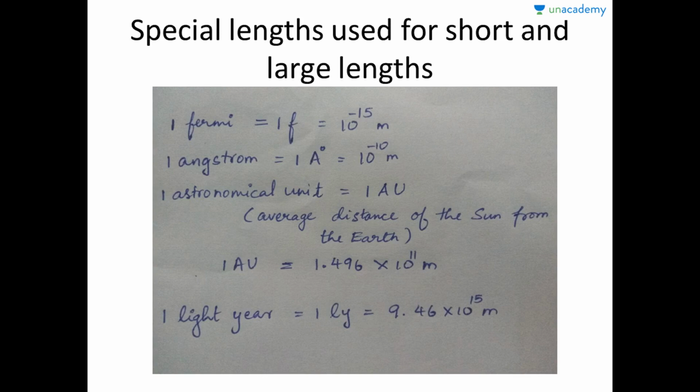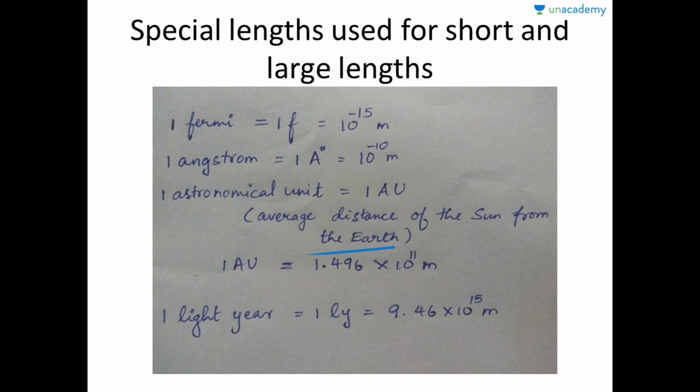Now, special lengths used for short and large lengths are: 1 Fermi, which is 1 F, equal to 10 raised to minus 15 meter; 1 angstrom, which is 10 raised to minus 10 meter; 1 astronomical unit, which is 1 AU, equal to 1.496 into 10 raised to 11 meter. 1 astronomical unit is the average distance of the Sun from the Earth. 1 light year is equal to 9.46 into 10 raised to 15 meter.